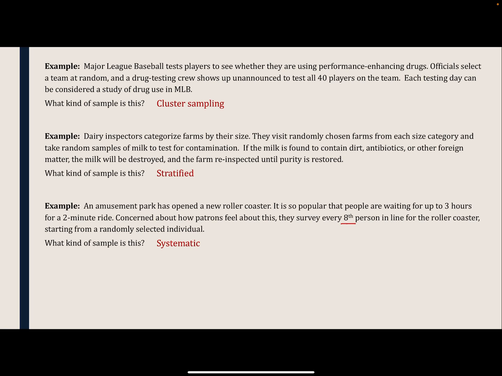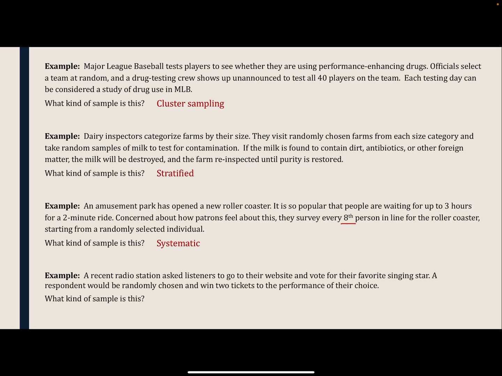All right, last example. A recent radio station asked listeners to go to their website and vote for their favorite singing star. A respondent would be randomly chosen to win 2 tickets to the performance of their choice. What kind of sample is this?